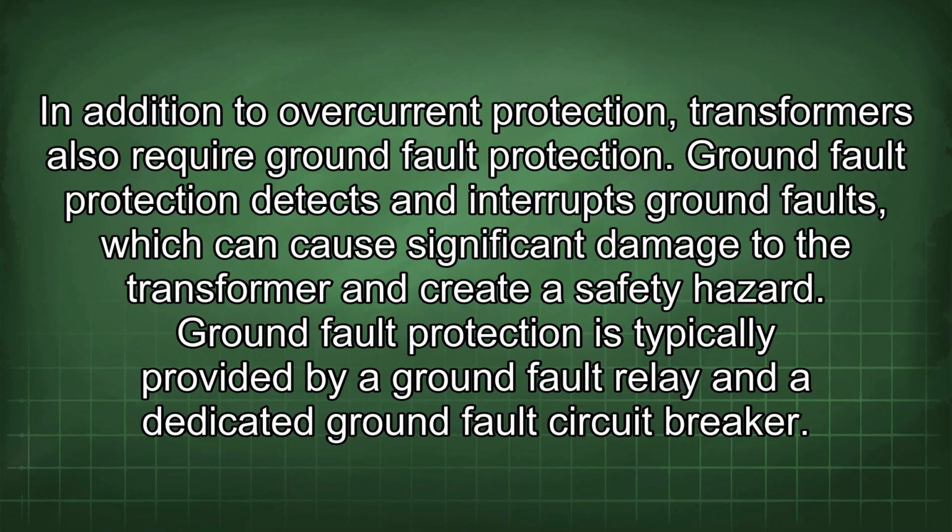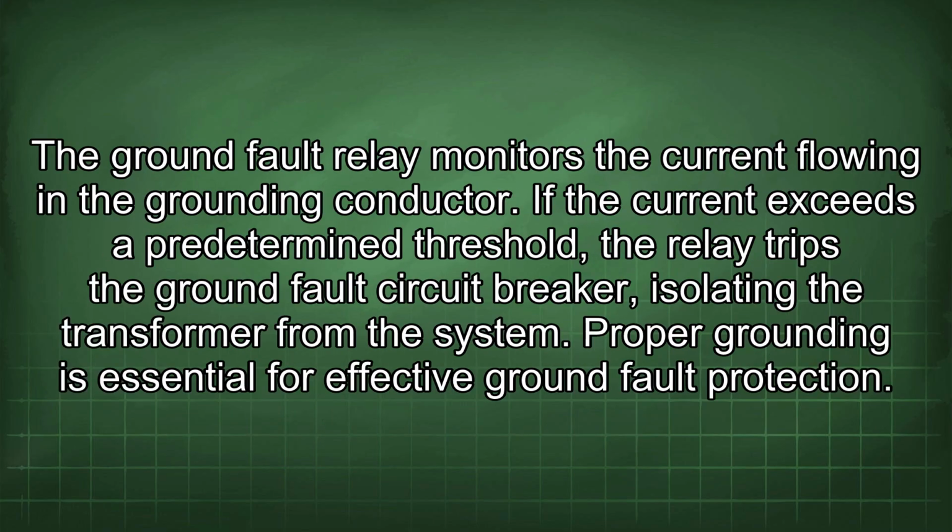In addition to overcurrent protection, transformers also require ground fault protection. Ground fault protection detects and interrupts ground faults, which can cause significant damage to the transformer and create a safety hazard. Ground fault protection is typically provided by a ground fault relay and a dedicated ground fault circuit breaker. The ground fault relay monitors the current flowing in the grounding conductor. If the current exceeds a predetermined threshold, the relay trips the ground fault circuit breaker, isolating the transformer from the system.